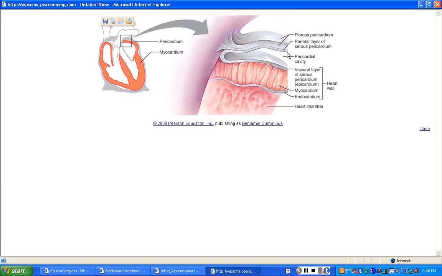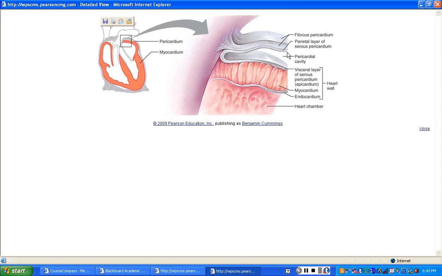Any membrane that lines the outer part of the body cavity, or well, it could be the inner part of the cavity, like inside the ribs, but it's outside of the heart there, we're going to call it parietal. Parietal means lining the body cavity. So we have a visceral and a parietal membrane here.